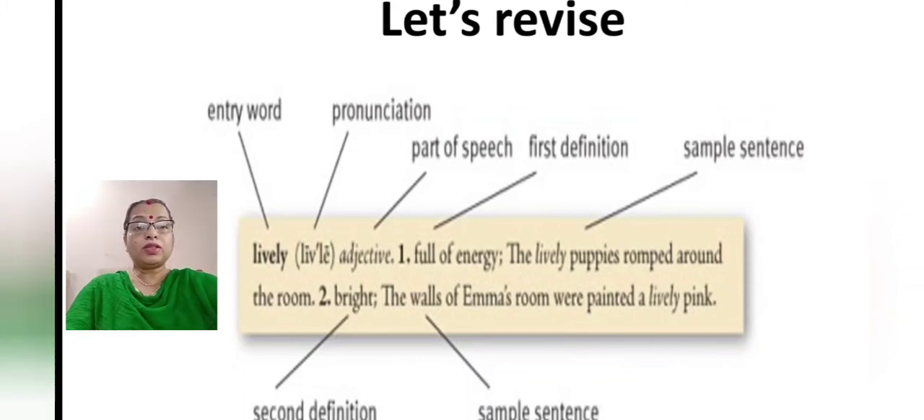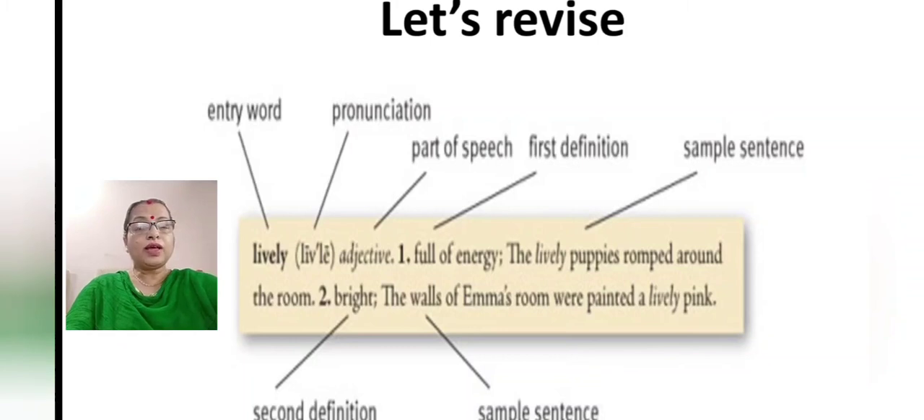So next important thing, what do you find? It is the part of speech. What is the part of speech? It is adjective. In some dictionaries you will have only the abbreviation of adjective, that is A, D, J written. For noun, N will be written. For verb, V will be written. Like that. Some dictionaries write the full form.